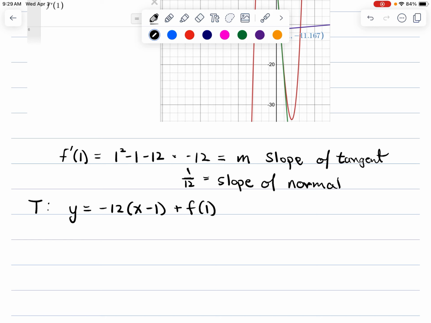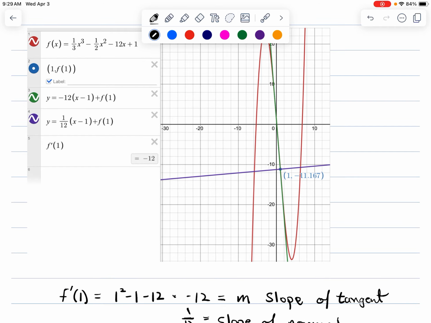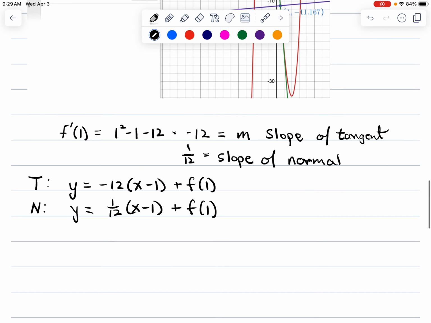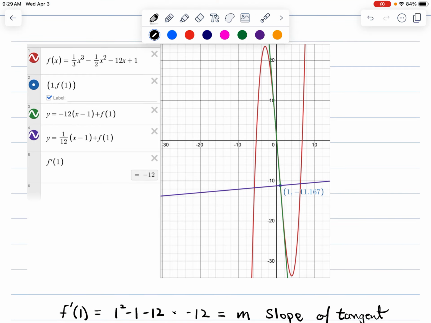I've got to find out what f of 1 is. And the normal would be y equals 1/12 times x minus 1 plus f of 1. Very similar. So there's the normal and there's the tangent. Now, we get the f of 1 just by plugging back into the original function. So that's how we would get that f of 1. And you can do that computation yourself. I don't want to take up the video time, but you would just put a 1 in for x in the original function. And that's where you would get that point. And it's going to be negative 11.167. You can see that here.